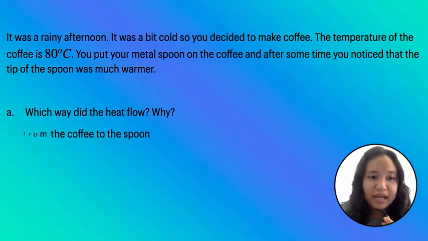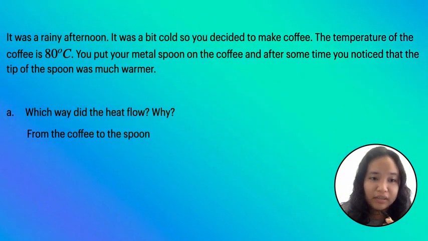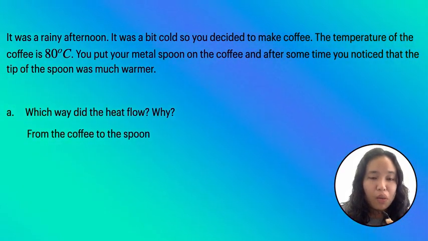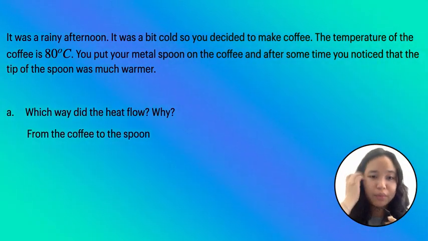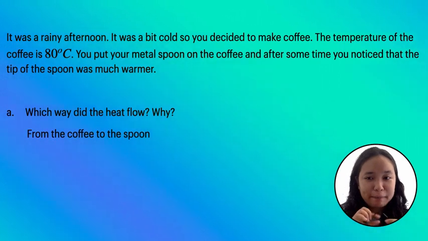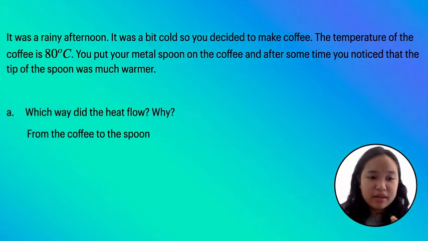Okay, so the answer is from the coffee to the spoon. You must remember that heat flow or heat transfer occurs from higher temperature to lower temperature. So in this example, the coffee is much warmer than your spoon, so the path of the heat would be from the coffee to the spoon.